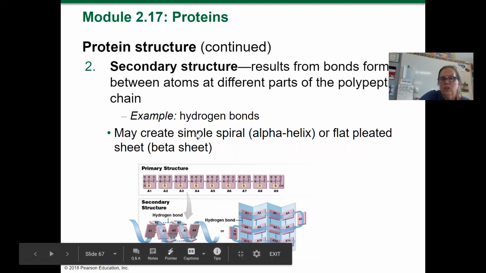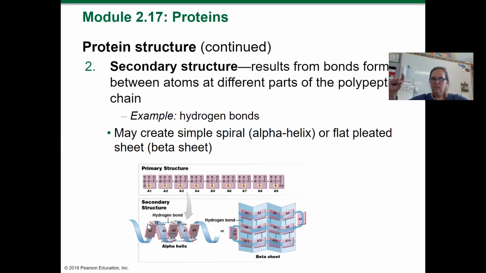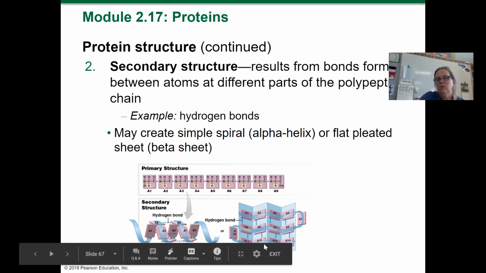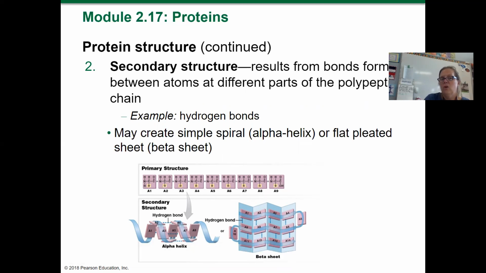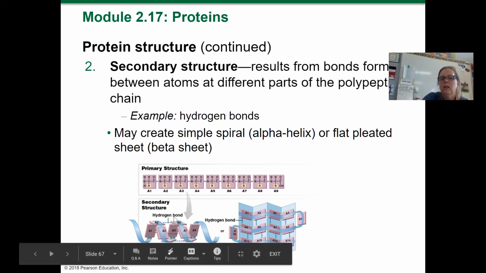Then you get into secondary structure, which is when you can either twist that primary structure, that sequence, you twist it, or you fold it. So here's a twist and here's a fold. The twist is called a helix, an alpha helix, and the fold is called a beta sheet. And those folds and twists form because of hydrogen bonds between usually the R groups.